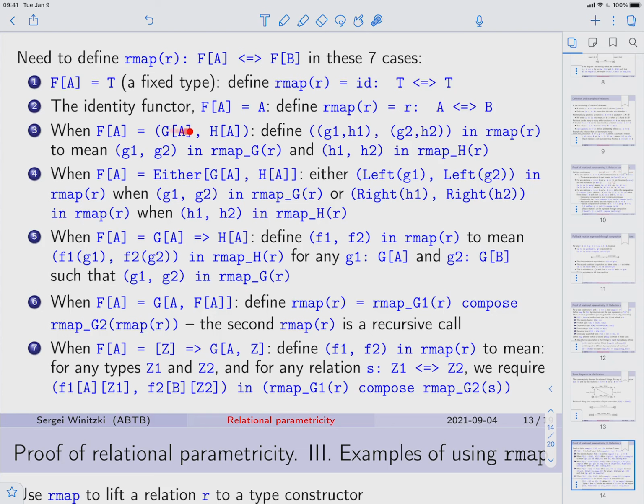If you have a product, you need to define when this and this is in rmap of R. So G1 is of type G of A, H1 is of type H of A, G2 is of type G of B, and H2 is of type H of B. So let me just write it down, what types these are for clarity.